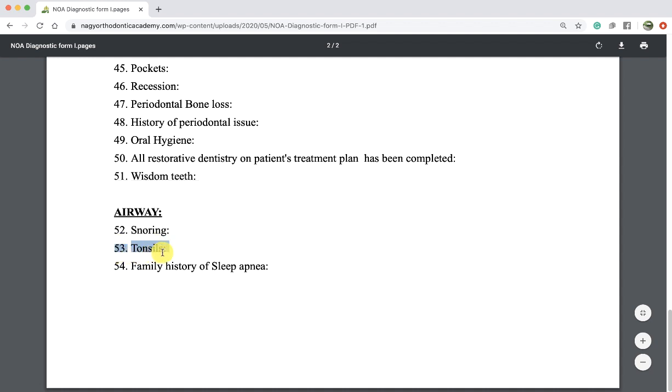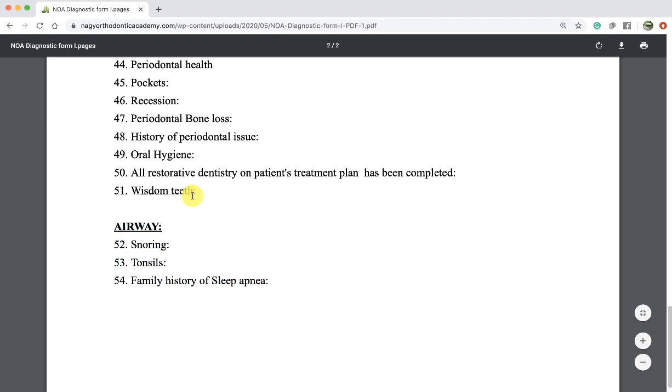Are the tonsils big? A lot of kids with large tonsils have airway issues, and they snore and they have sleep apnea. Does the patient have a family history of sleep apnea, or have they been diagnosed with sleep apnea? So this is where you put all your airway-related notes, okay?